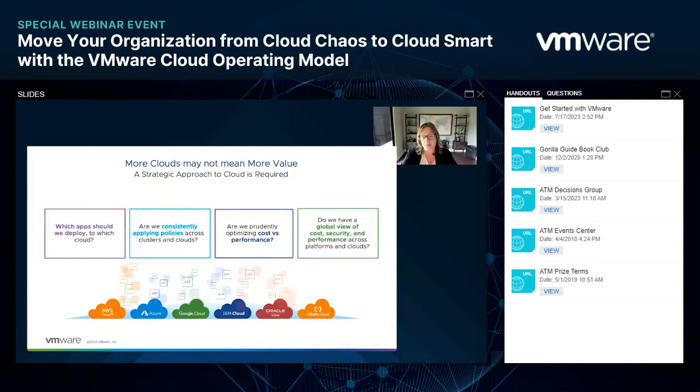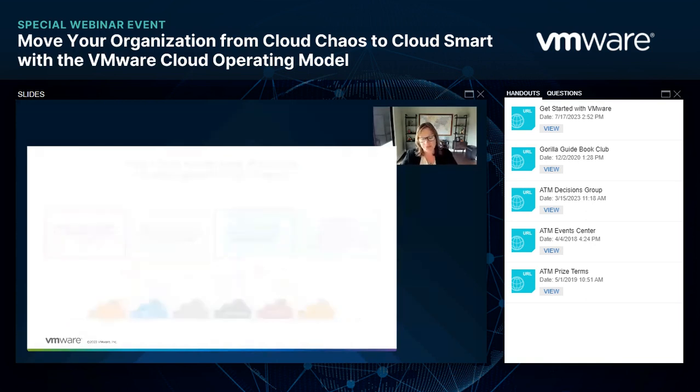Each group may know that they are securing their workloads in their siloed cloud environments, but how can leadership be sure that we're consistently applying these similar policies across the entire environment? Are we prudently optimizing cost versus performance, or are we having islands of resources that are unable to be used efficiently and effectively? And do we have a global view of our cost, security, and performance across all of our platforms and clouds? And in many cases, the answer is no.